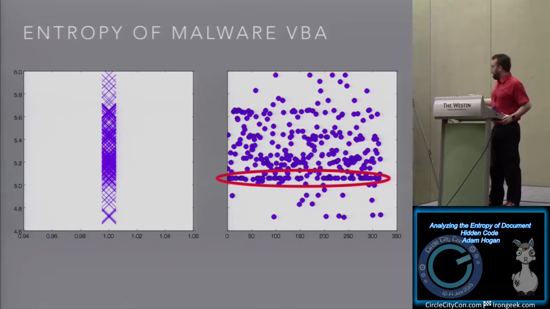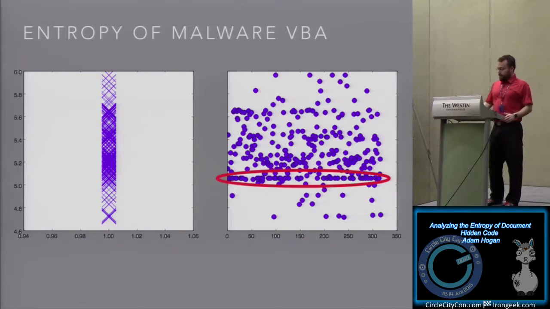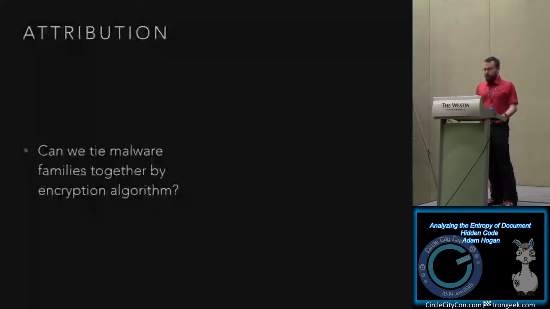Because here, on the left, you can't see, there's this kind of bolded X, right? But you don't see that there's actually a bunch of them there. And here it actually looks fairly suspicious. I'm fairly certain we can take a look at that and start tying families of malware together.